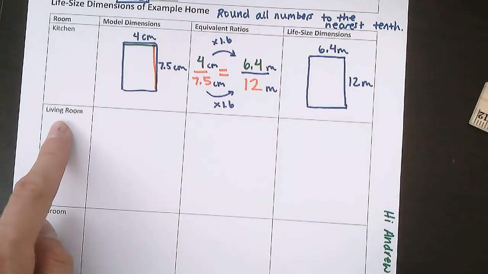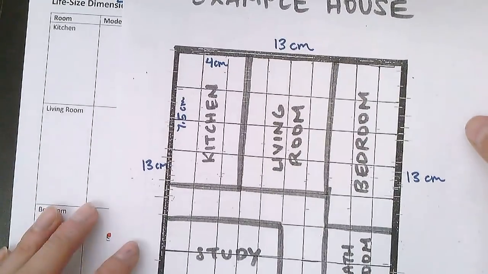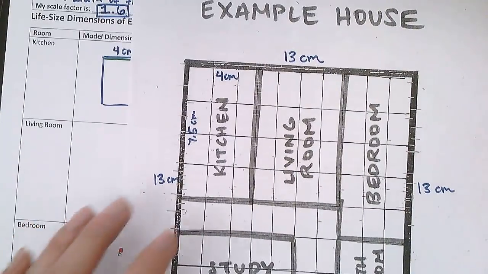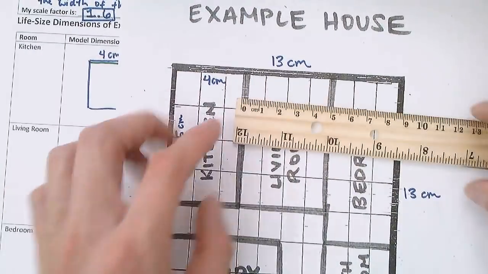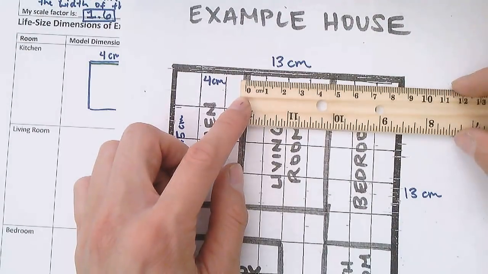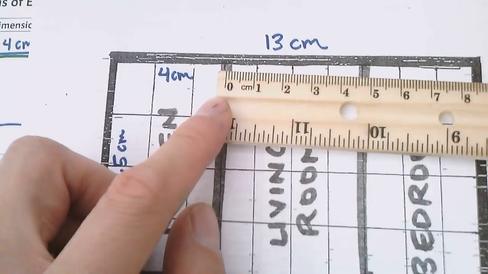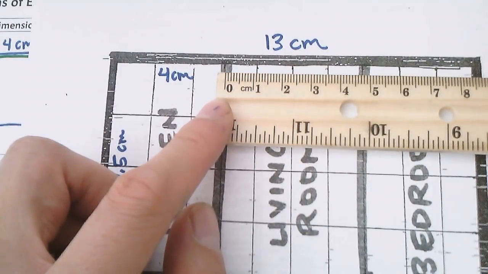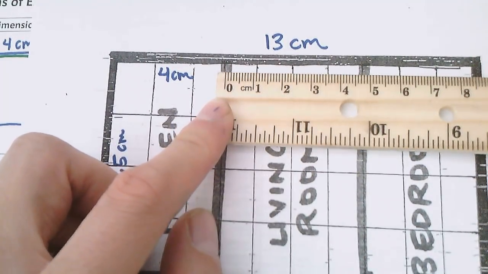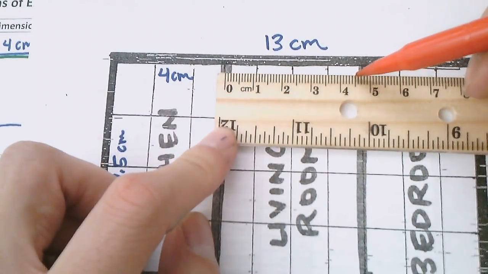Let's do one more together. The living room. So I'm going to go back to my example house, to my living room, and let's start measuring it out. So from this line to this line, I'm going to zoom in real close here so you can see. It starts at the 0 on this side, and then here it's coming to right about 4.5 is here. Each of these little lines is 1/10.